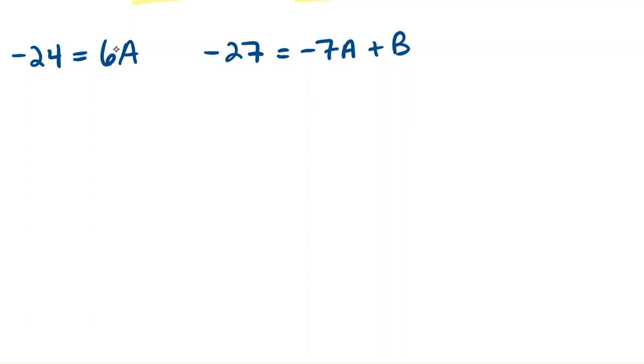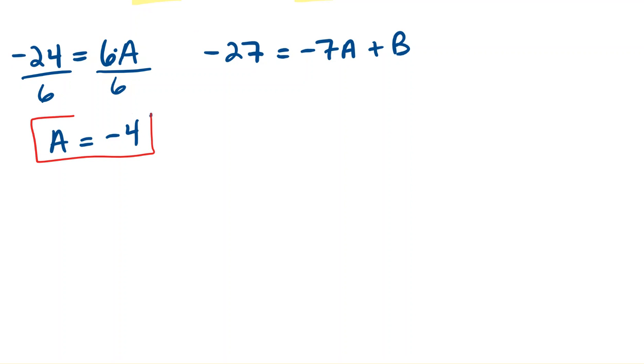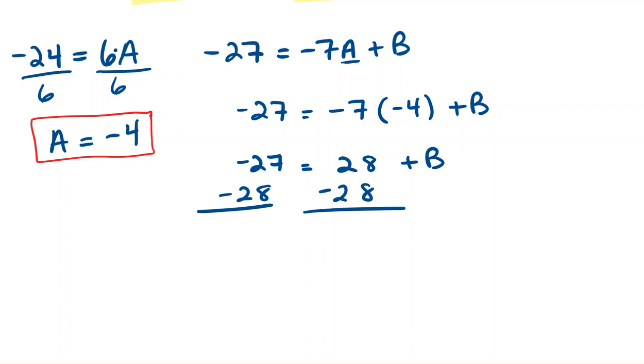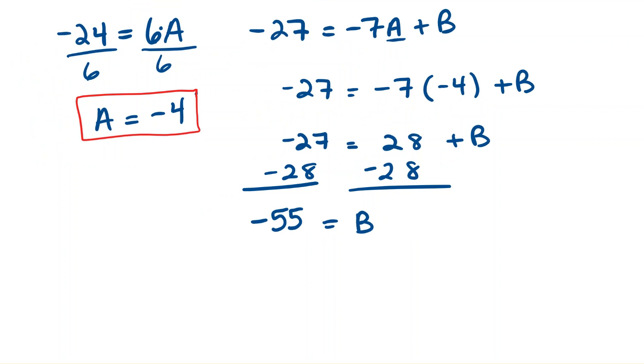In this case, this equation is already in terms of only one variable, so we'll just divide both sides by 6, and we see that a must be equal to negative 4. Based on that, we can then substitute in for the value of a in this equation, so we get negative 27 equals negative 7 times negative 4 plus b. So we get negative 27 equals positive 28 plus b. Solving for b, we would subtract 28 from both sides, and we would get that negative 55 equals b.